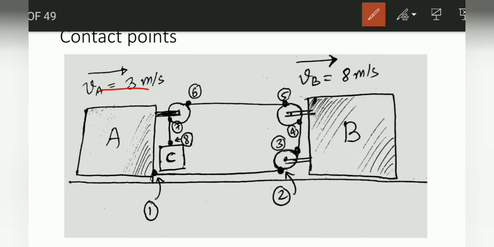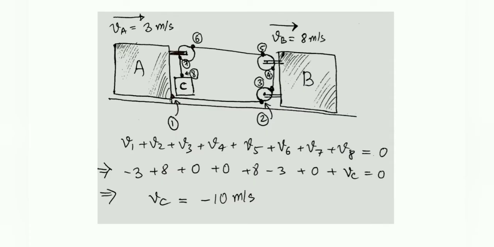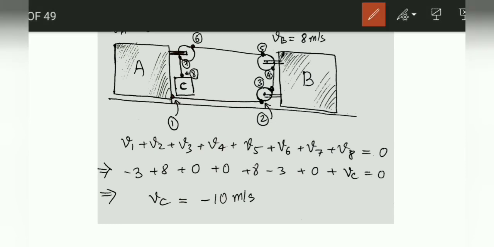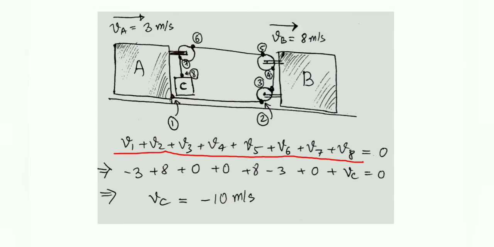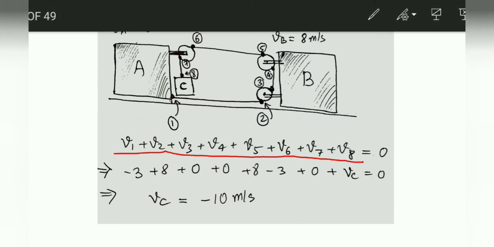Now we shall simply write the equation. V1 plus V2 dot dot dot V8 is 0, because the length of the string is constant. Never forget the basics from where we started. See, point 1, let's start with V1.